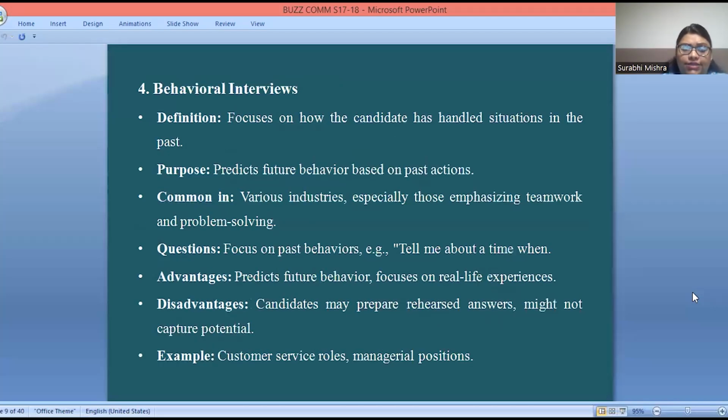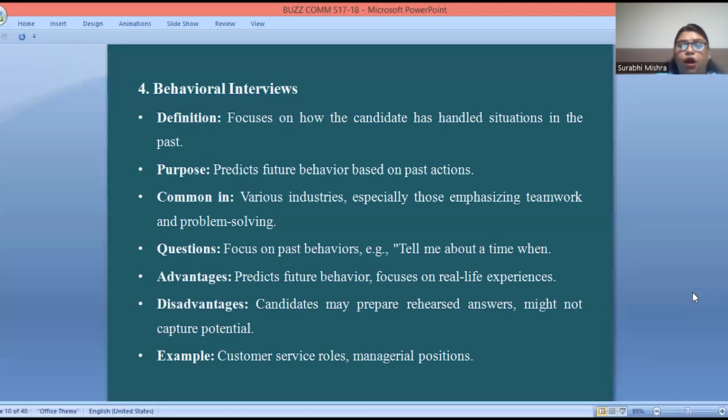Moving towards the next category of interviews, behavioral interviews. When we talk about behavioral interviews, it focuses on how the candidate has handled situations in the past, right? It is totally based on the interviewee's behavior, like how the particular candidate has dealt with a particular situation. So the purpose here is to predict future behavior based on past actions. It is common in various industries, especially those emphasizing teamwork and problem solving.